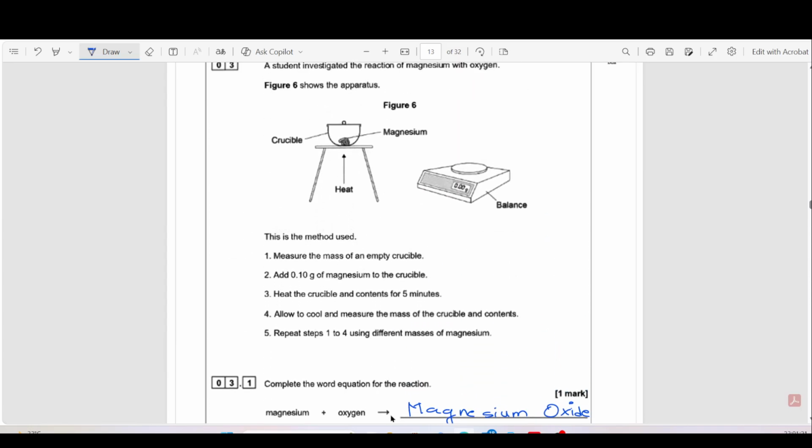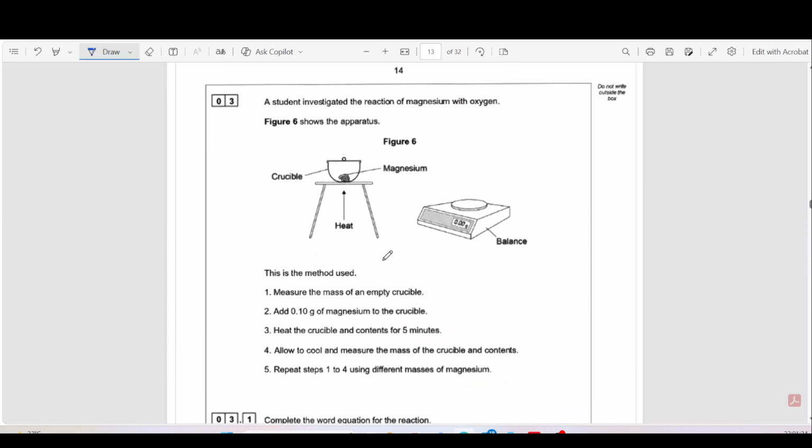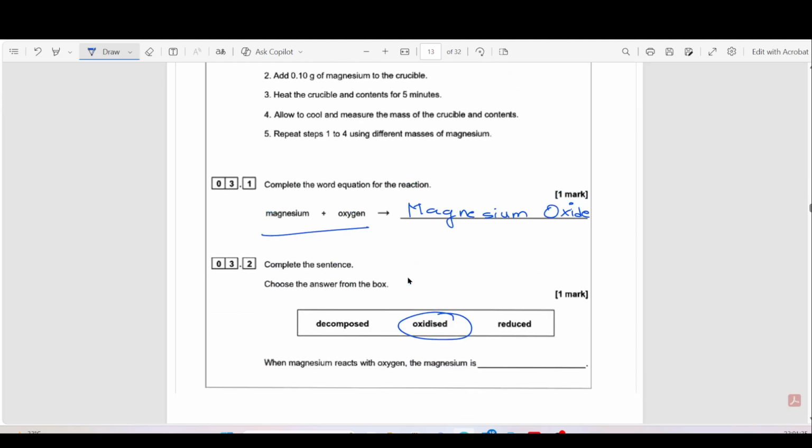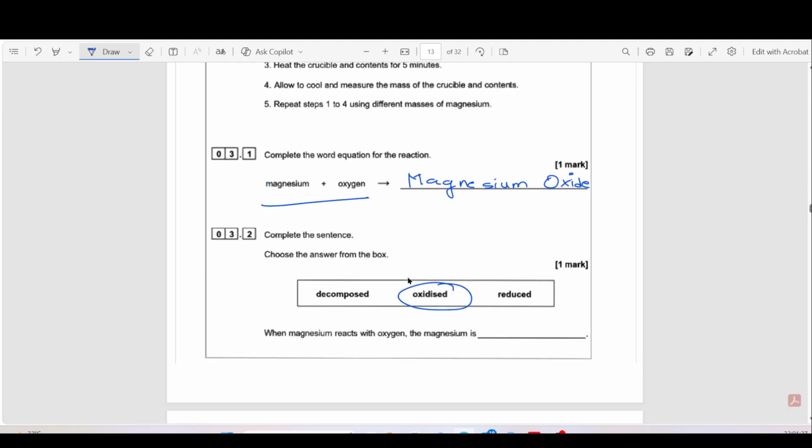Then we have this, as this is showing an experiment, and it says complete the word equation for the reaction. So when magnesium reacts with oxygen, it makes magnesium oxide. Okay, next one is complete the sentence. So what is happening here?